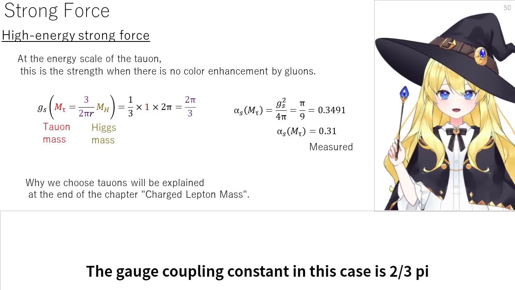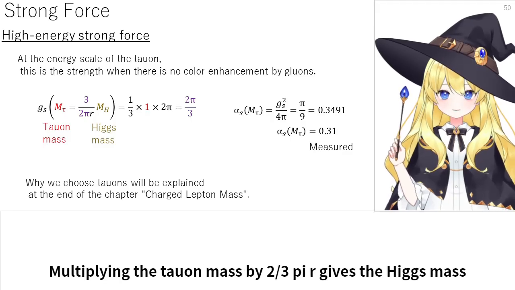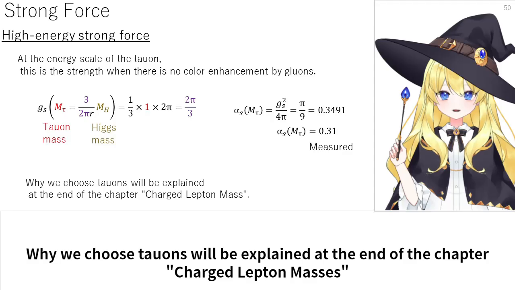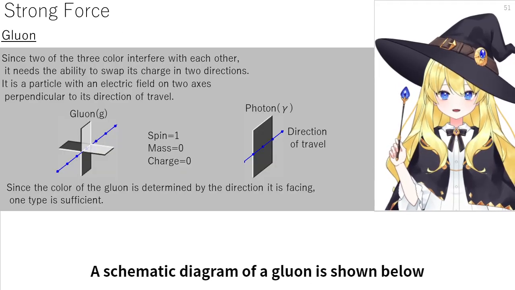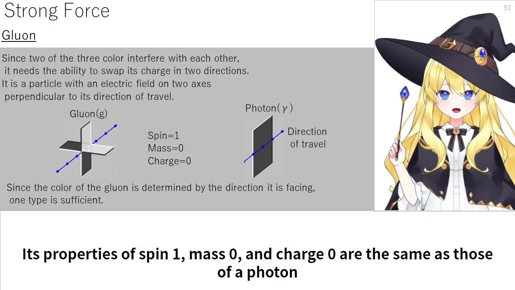The gauge coupling constant in this case is 2/3π. Multiplying the tauon mass by 2/3π r gives the Higgs mass. Why we choose tauons will be explained at the end of the chapter, charged lepton masses. A schematic diagram of a gluon is shown below. Its properties of spin 1, mass 0, and charge 0 are the same as those of a photon.